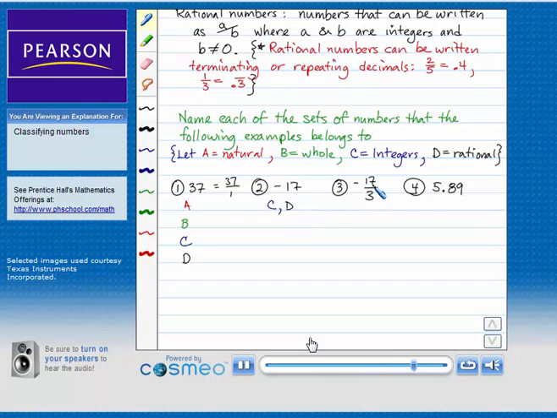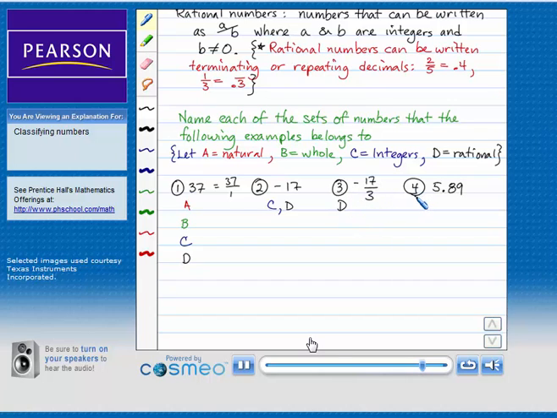Number 3, negative 17 over 3. Okay, well, 3 doesn't divide evenly into 17, so it can't be a natural number. It can't be a whole number. It's also negative, so that would exclude both of those as well. It can't be an integer, so the only possibility is D, a rational number. So number 3 would be D, a rational number.